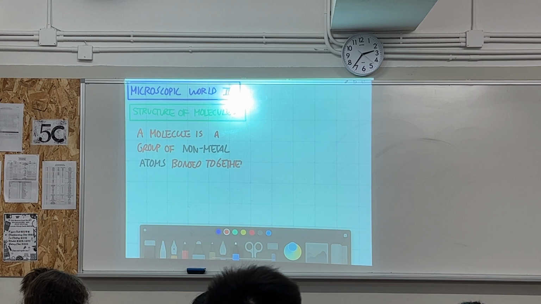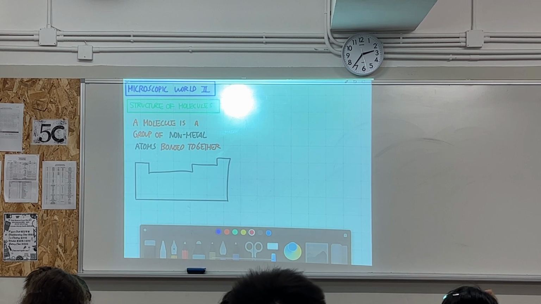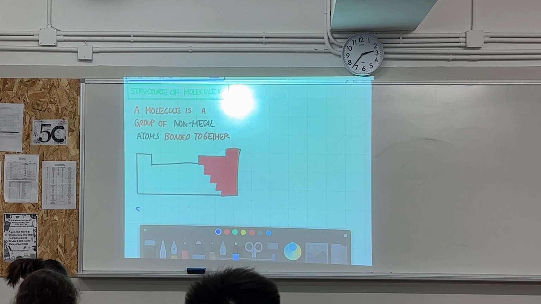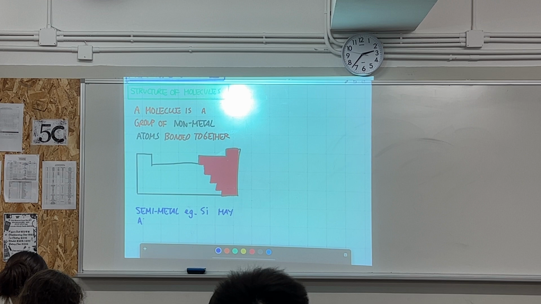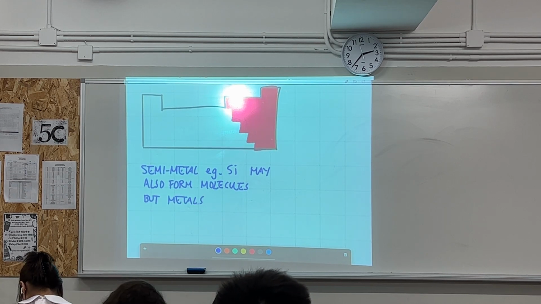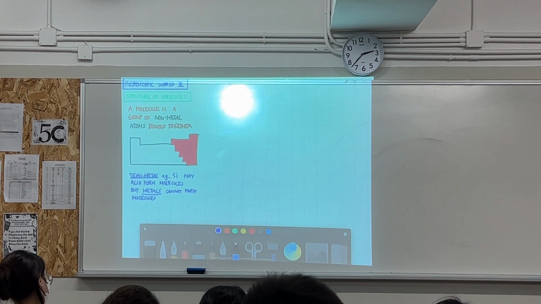Okay, so bonded together. Let's write down some examples, and write down where we will find non-metallic atoms. We find non-metallic atoms here. Note that semi-metals also can form molecules, if you're wondering. So semi-metals such as silicon may also form molecules. It's just that metals do not form molecules. Na does not form molecules. So these are the elements that can form molecules.